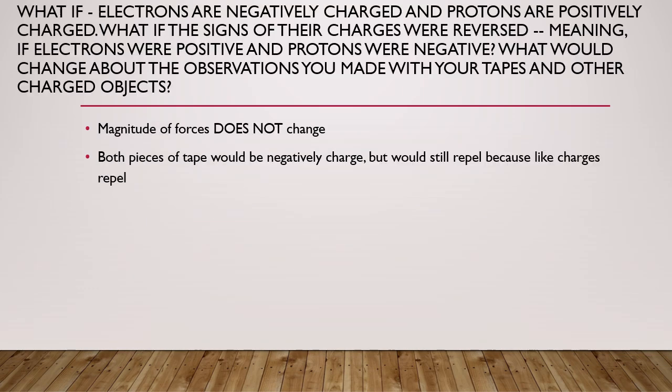So for our what if, first of all, what if electrons were positively charged and protons were negatively charged? What if the signs of their charges are reversed, meaning if electrons were positive and protons were negative? What would change about the observations you made of your tapes and other charged objects?